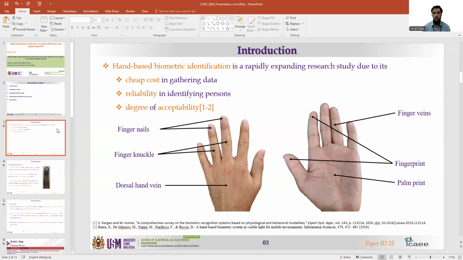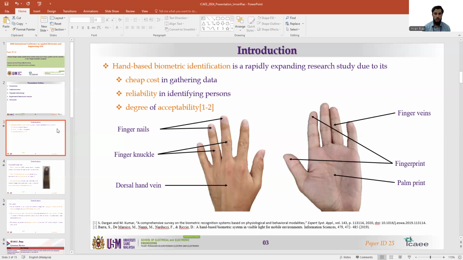Some of them are very easy and less expensive to collect the data, because the image acquisition devices are not so costly, and they are reliable, they have a long lifespan, and user acceptability. Users are more comfortable giving their images rather than giving face images. In this slide, you can see the two views of the hand. One is the inner surface and the other one is the outer surface.